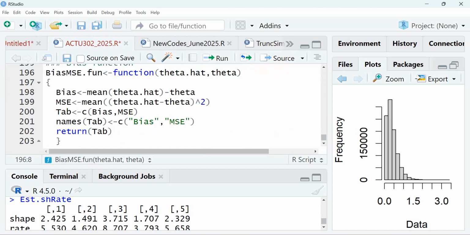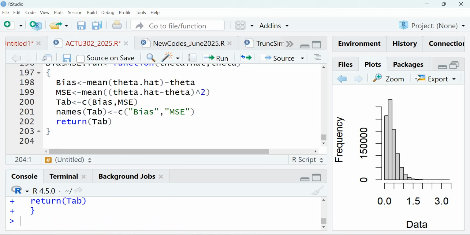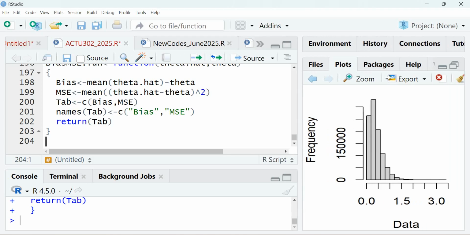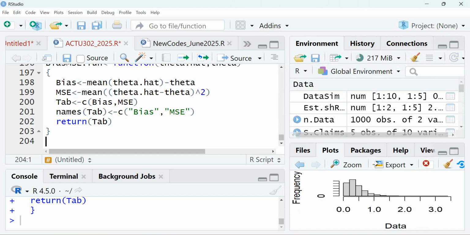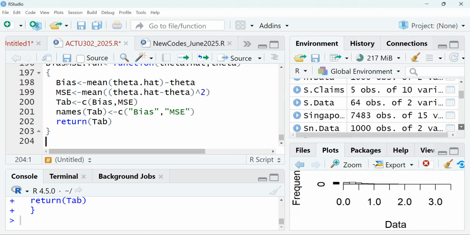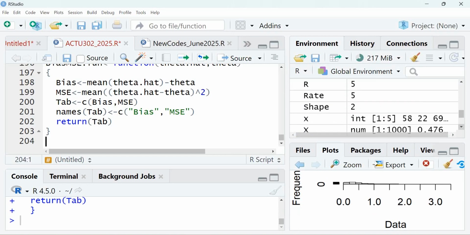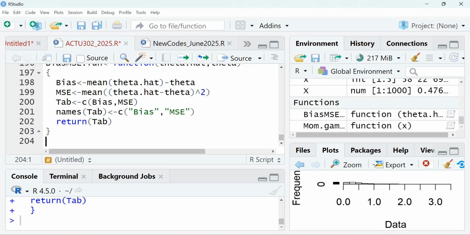Okay, so now let's move on. We need to run this first to make sure that it works. There's no error, which means if we go to the environment, we should see that function there. It is called what? Bias sim. Bias MSE, and that's where we have it. So once we have it in our environment, it means we are good to go.